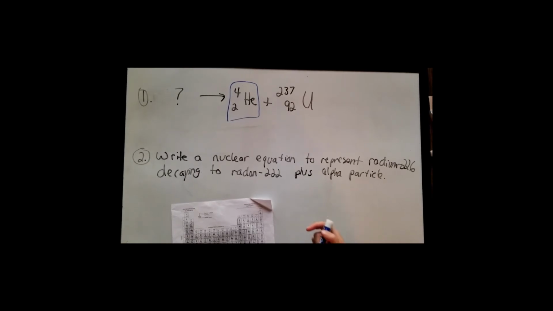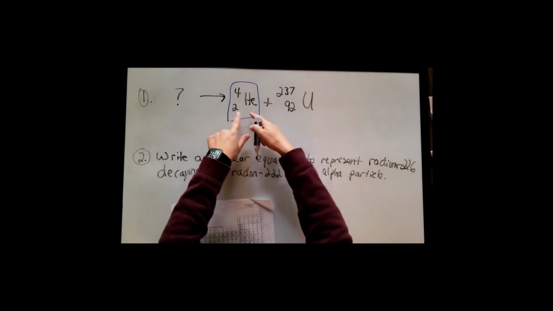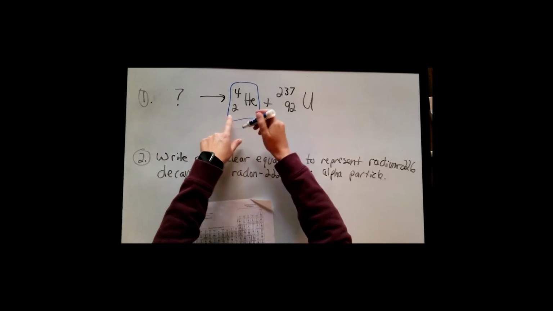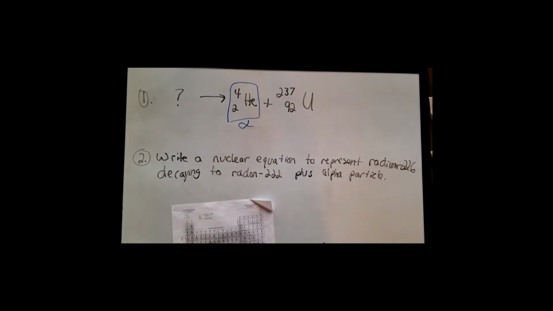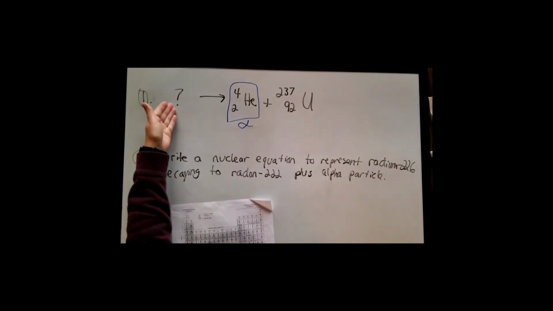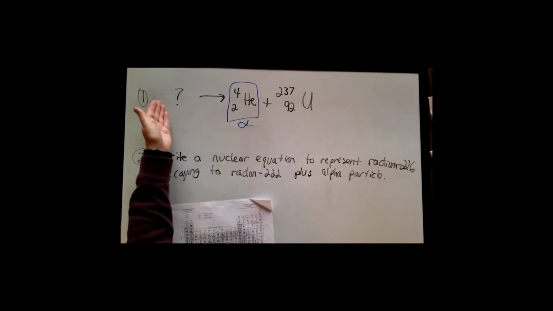Well, first off, let's look at the type. So we see this little helium representation. So that means this is an alpha emission. That's an alpha particle, so that tells us that. Okay, well, how do we figure out this guy here?